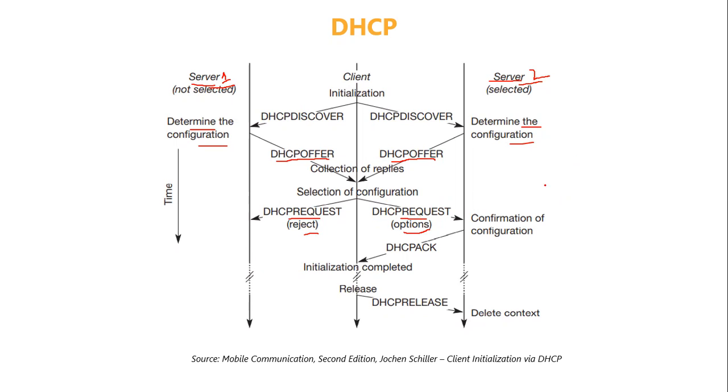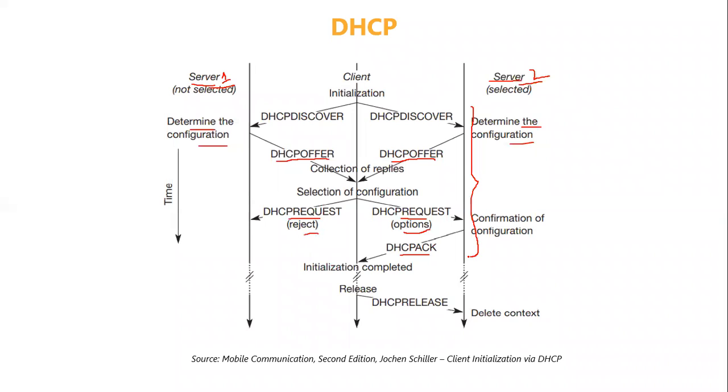Now server 2 receives the DHCP request options, and then it will respond with a DHCP acknowledgement. Once all these steps are done, it means that the initialization phase is completed. Now the client has joined this particular network.